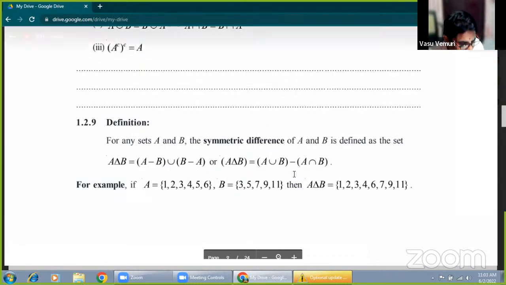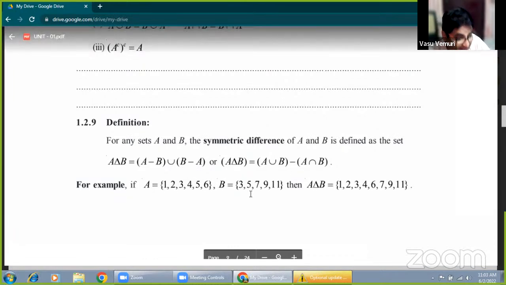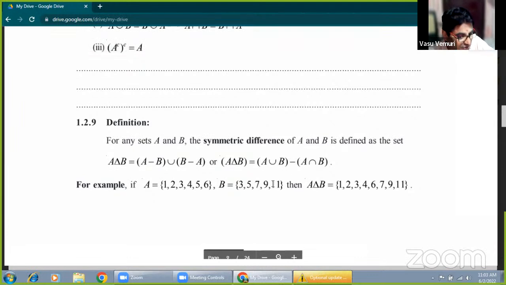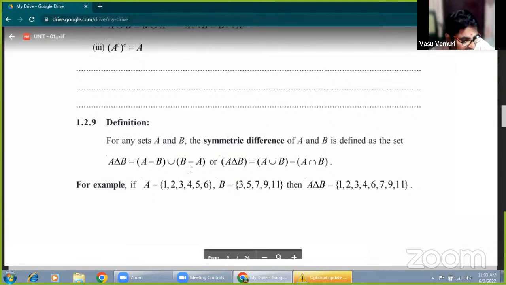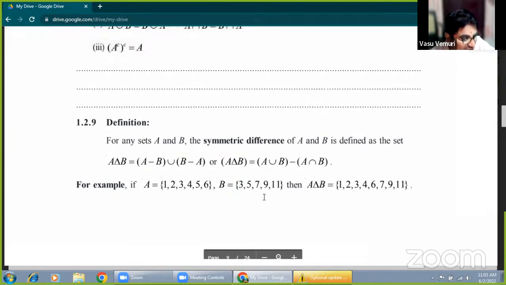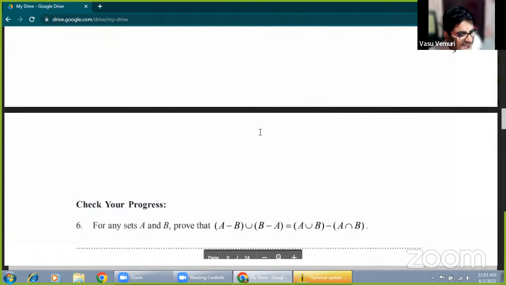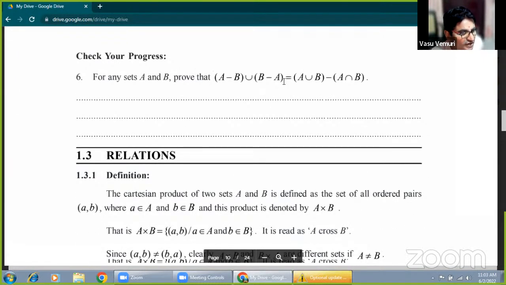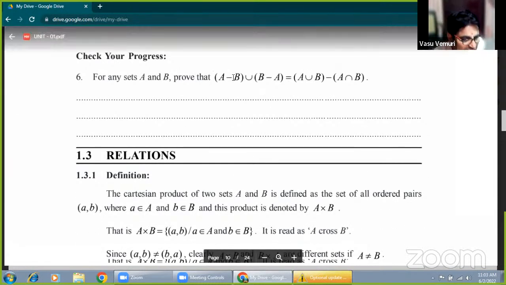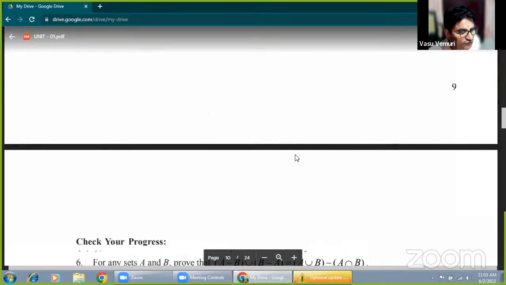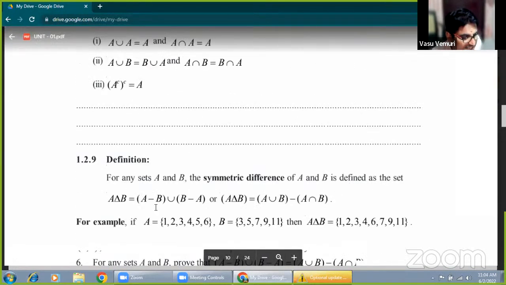Now, the remaining part, 9 and 11, belongs to B, particularly here 3 and 5. That is the A intersection B. Now, take the difference of A union B and A intersection B. Suppose this is capital X and this is capital Y. What is X minus Y? We get the result A minus B union B minus A. Now that is also LHS equals RHS. Both formulas are compared, and the answer is the same irrespective of the formula.